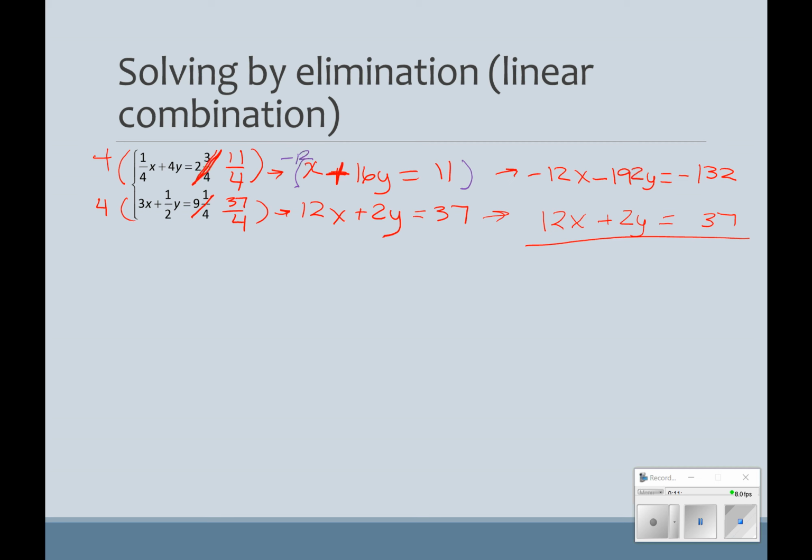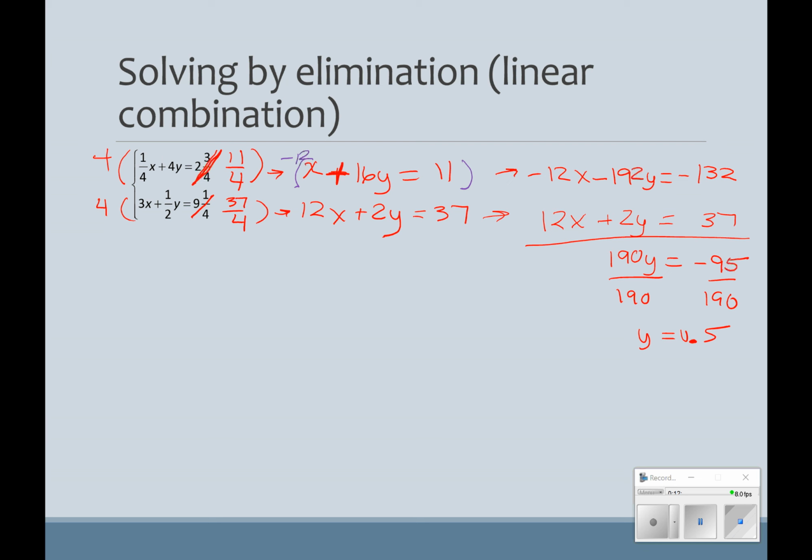So now I'm going to add my equations. So negative 12 and 12 is 0. They cancel out. Negative 192 plus 2 is negative 190y. Negative 132 plus 37 is negative 95. If I divide by negative 190, I'm going to get y equal to a half, or 0.5.